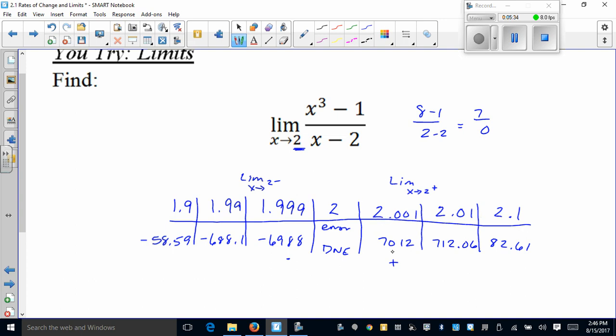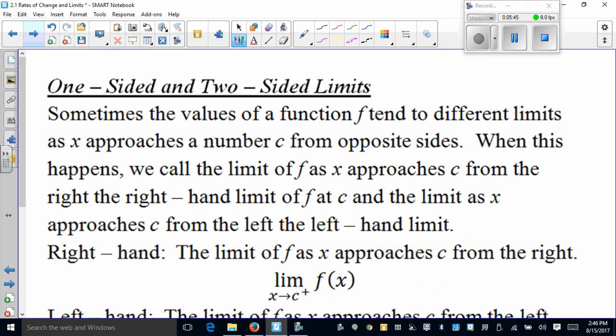So let's talk about one-sided limits. So here it goes. Sometimes the values of a function f tend to different limits as x approaches a number c from opposite sides. When this happens, we call the limit of f as x approaches c from the right the right-hand limit of f at c, and the limit as x approaches c from the left the left-hand limit. Right-hand limit, the limit of f as x approaches c from the right. Notice they have a plus sign, because on a number line, here's 0, our numbers are positive over here, negative over here.